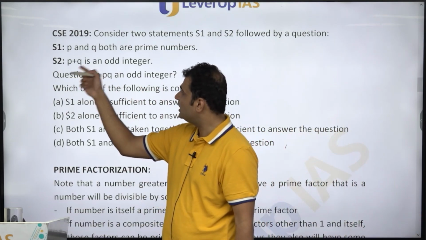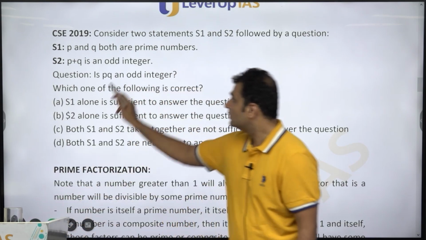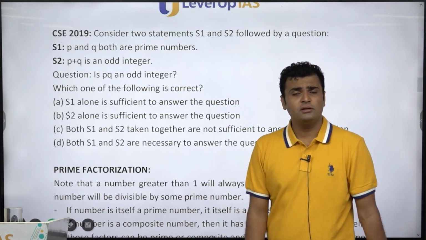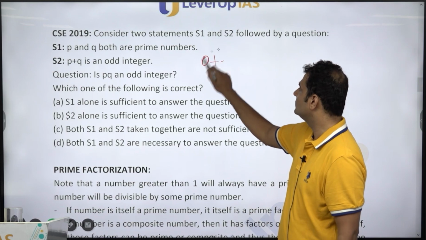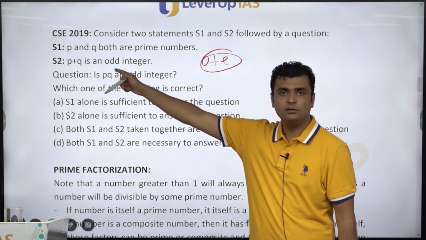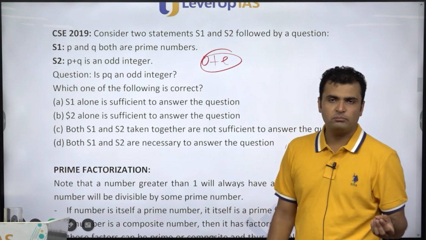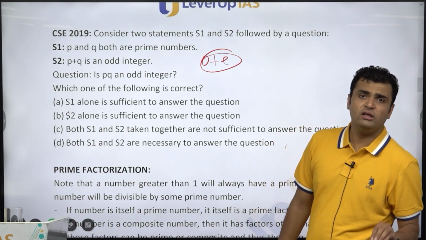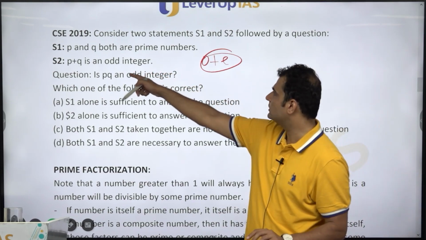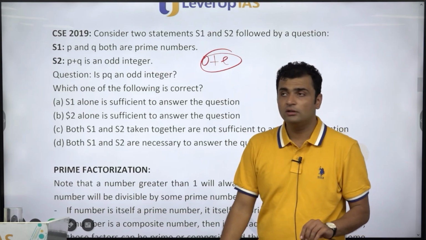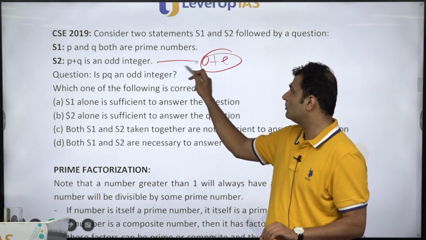How about the second statement, P plus Q is an odd integer. When is the addition of two numbers odd? When one of them is odd and one of them is even. तभी एडिशन ऑड हो जाएगा ना. ऑड प्लस ऑड भी इवन होता है, इवन प्लस इवन भी इवन होता है, even plus even is also even, odd plus odd is also even. So if this addition is odd, then one of them is odd and another is even. ये तो हमें पक्का से पता है from statement number 2.